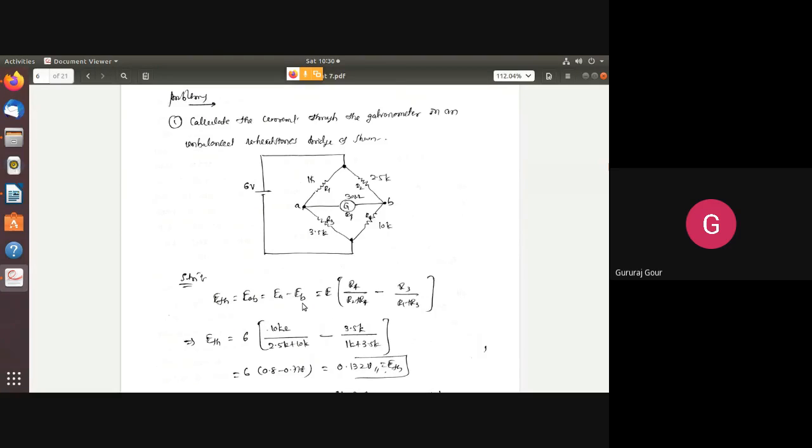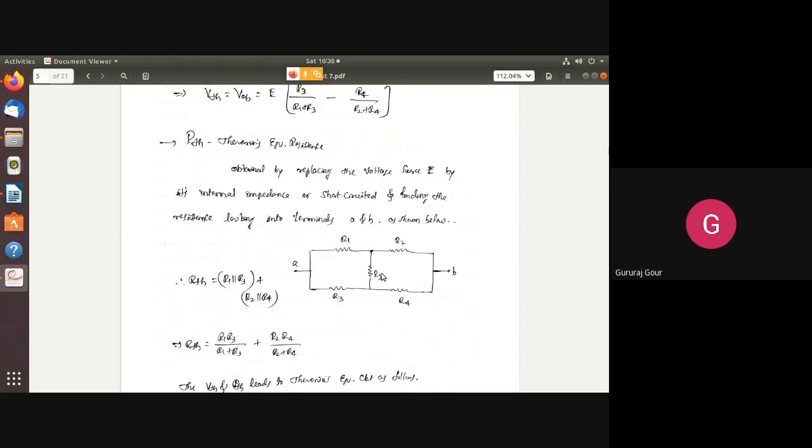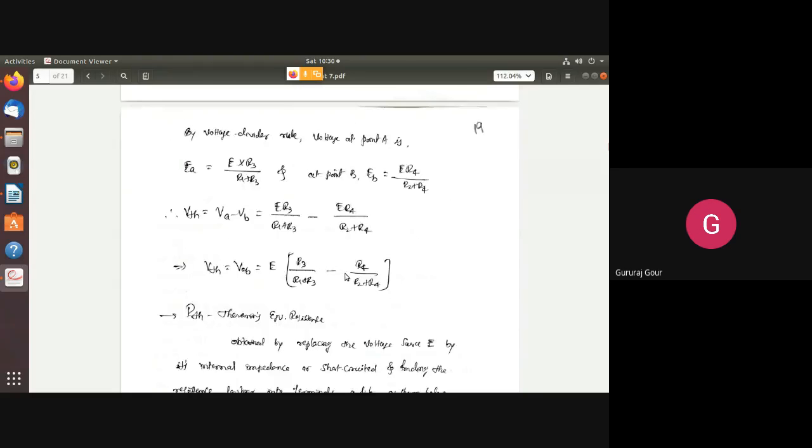ETH, we can get it by open circuiting it between the points A and B. That is VAB directly. Now we have the formula here. We can use this one.